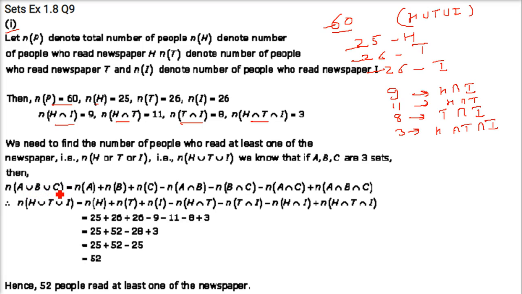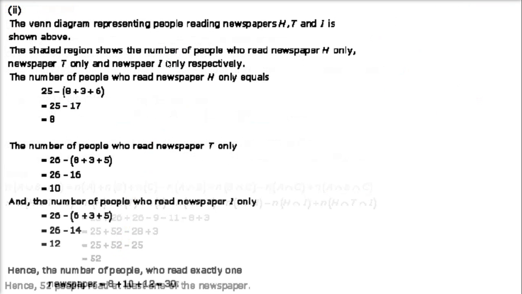Now let us put it here. We know that n(A union B union C) is n(A) plus n(B) plus n(C) minus n(A intersection B) minus n(B intersection C) minus n(A intersection C), and then plus the intersection of all three. All these values are known to us, so it will directly come as 52. So 52 people read at least one of the newspapers.